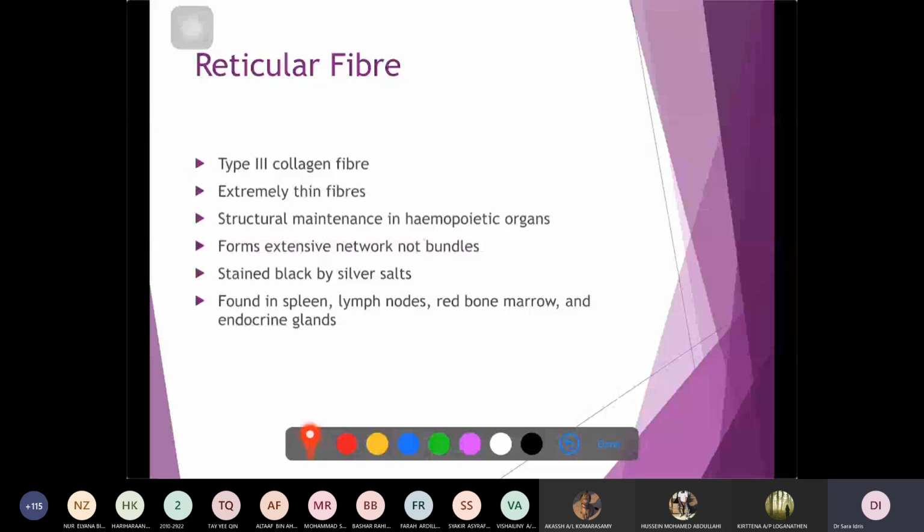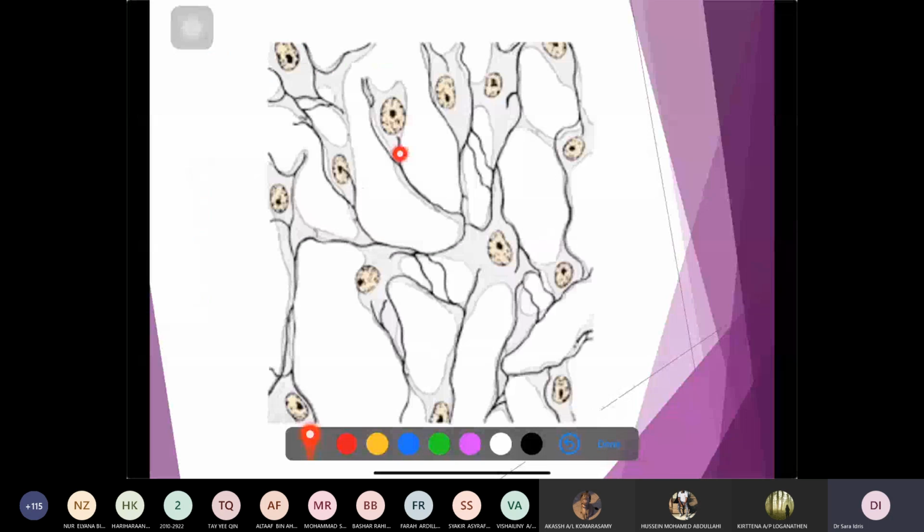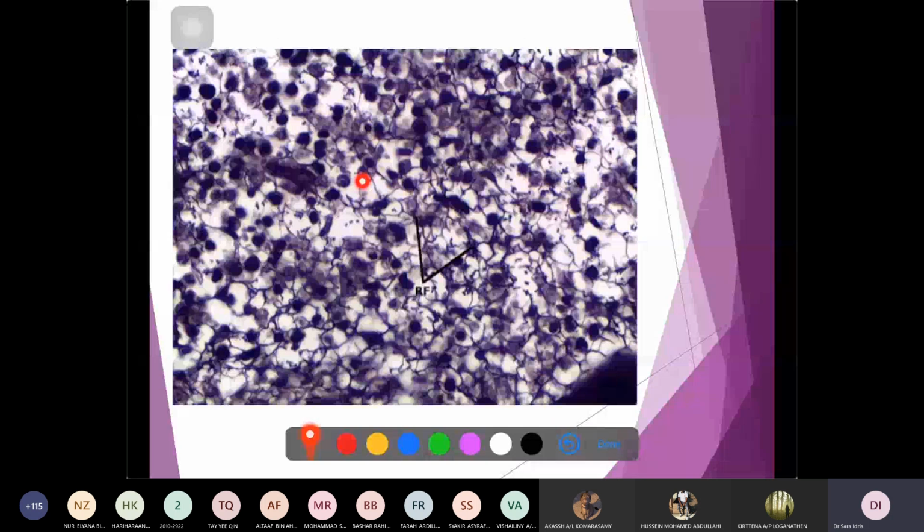As I mentioned, it's important in hemopoietic organs, so you find it in the spleen, lymph nodes, bone marrow, and certain endocrine glands as well. So these are your reticular fibers. They don't occur in bundles, they occur singly, but they form a network. If you look at a section of your lymph node, you can see the thin hair-like nets. These are all your reticular fibers.